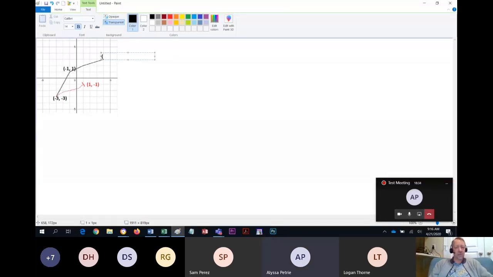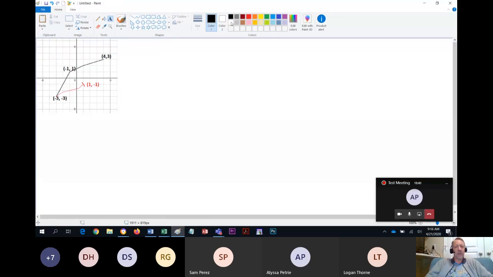Four, 3. That's the point 4, 3. And so if we flip those points, it becomes what? 3, 4. So if I go 3, 4, 1, 2, 3, 1, 2, 3, 4, it's going to go right there. So if I draw my straight line, that was pretty straight. That was pretty good there.